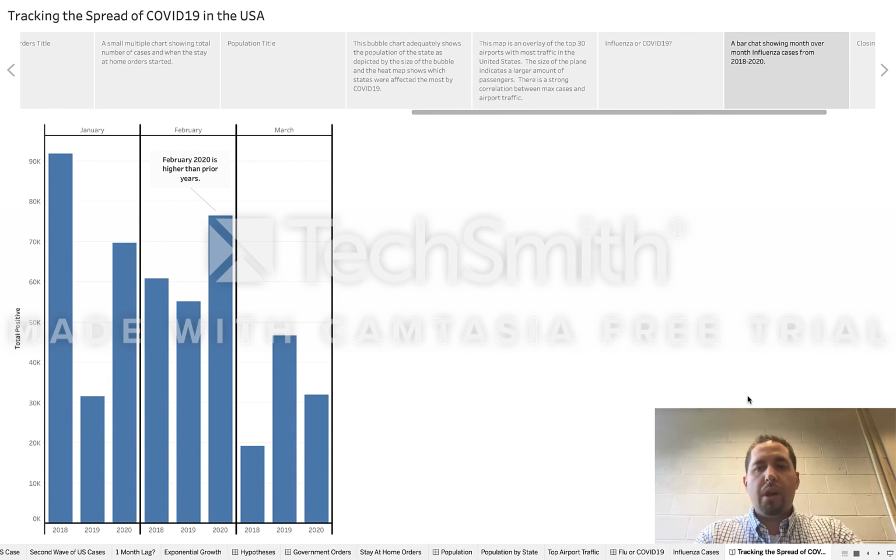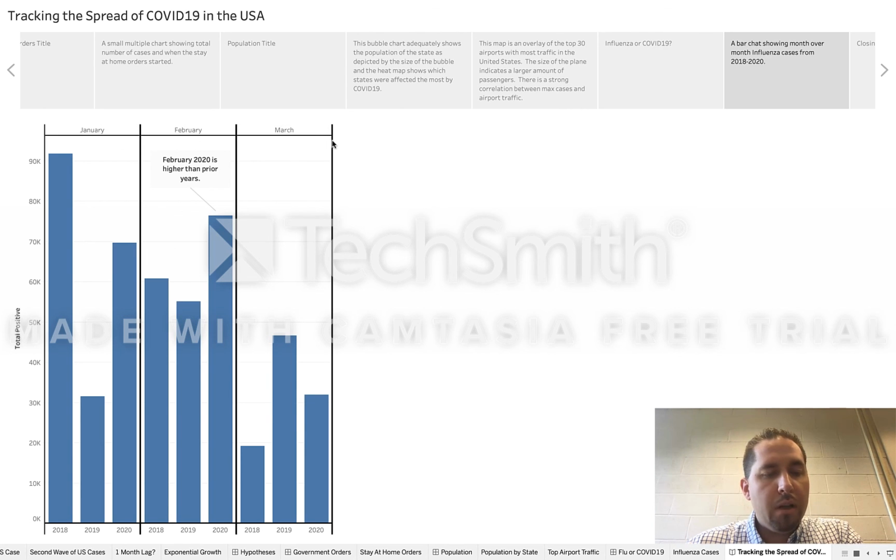So I was able to extract this data from the CDC, and I organized it as a bar chart. Now it's not conclusive, but there is some evidence. I organized this by month buckets and then per year, and this is total flu cases. Again, I was able to get this from the CDC. And you can see here that sure enough, February has more total flu cases than prior years, by quite a few actually.